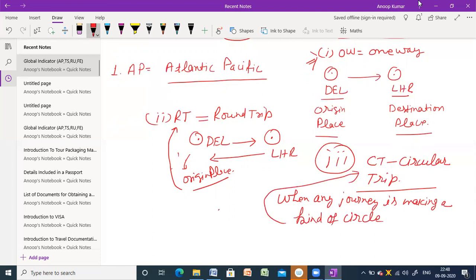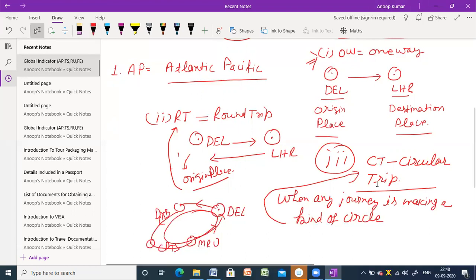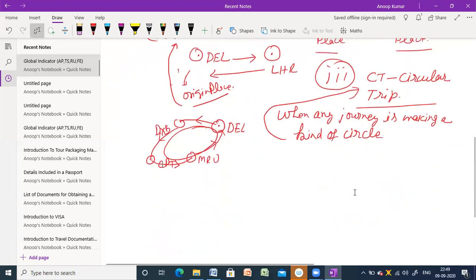For example, a flight starts from Delhi. From Delhi, it goes to Dubai. Then from Dubai, it goes to Cape Town in South Africa. Then from Cape Town, it goes to Mauritius. And then from Mauritius, it is coming back to Delhi. If we plot this itinerary on the world map, it would be making a kind of circle. It may not be the exact circle, it may be a circle kind of journey. So we will call that particular journey a circular trip.